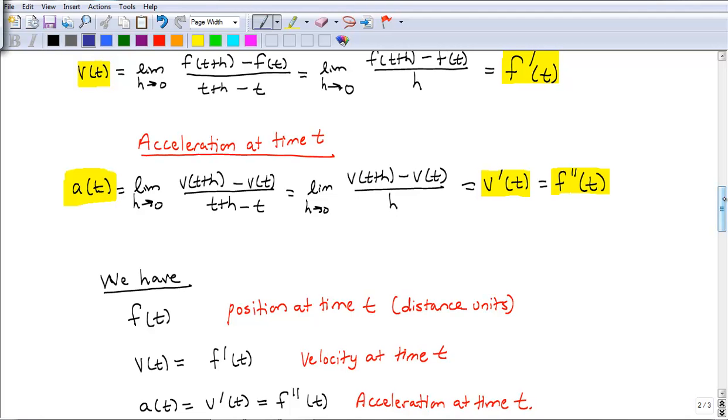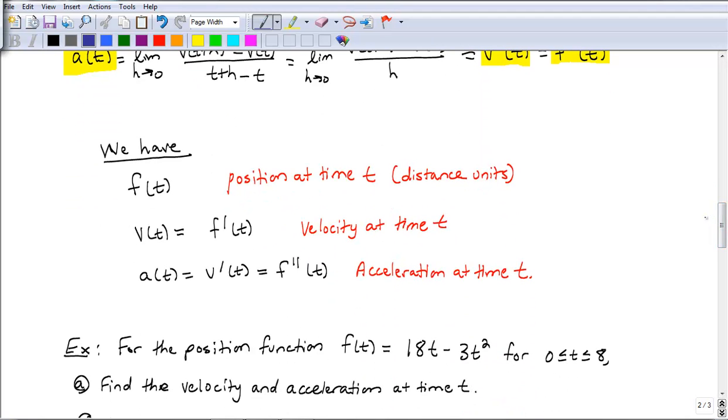So position has distance units, and velocity is going to have distance on top and time on the bottom. These are for the units. And acceleration has velocity units over time, or distance units over time squared.